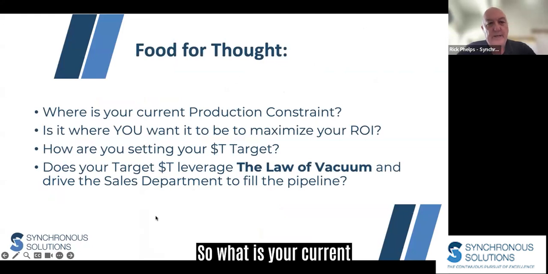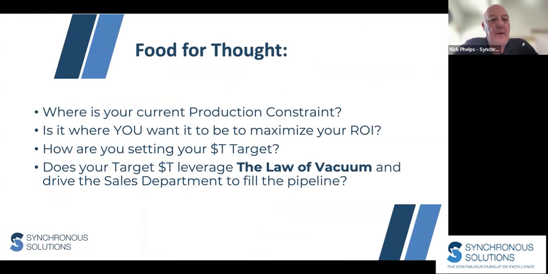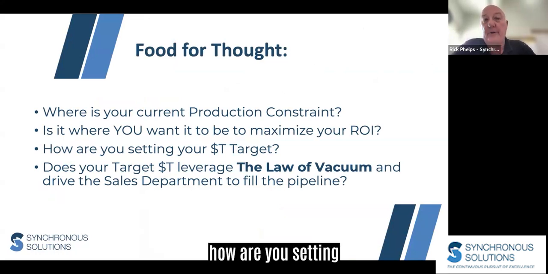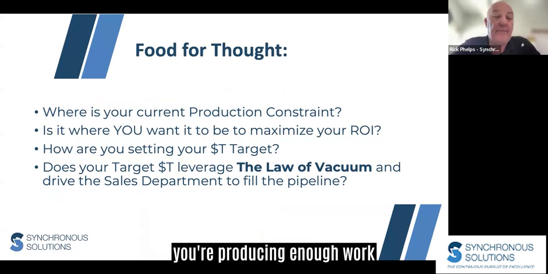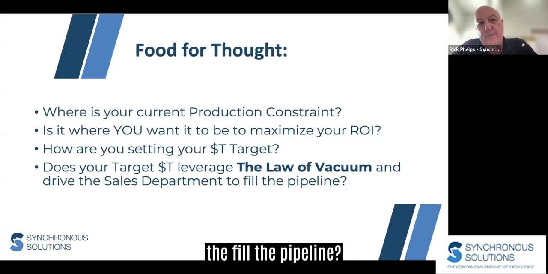So, what is your current production rate? What limits your business's ability to make money? Is it where you want it to maximize the return on your business? How are you setting your throughput targets so that every day you're producing enough work with enough T dollars to pay off all your bills and have profit at the end of the month? And last, does your target T dollars leverage what's known as the law of vacuum and drive the sales department to fill the pipeline?